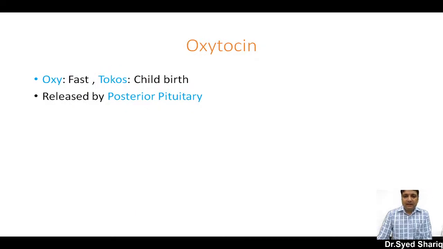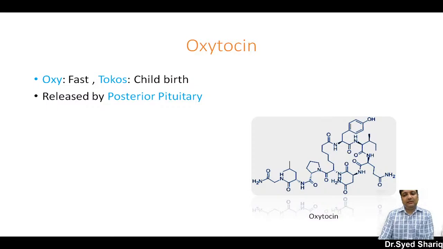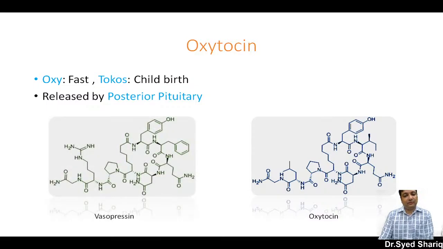So we'll first take oxytocin. Oxy means fast and tocos means childbirth. So it is basically a hormone which helps hasten childbirth. It is released from the posterior pituitary. The other hormone released from the posterior pituitary is vasopressin. You can see here that both compounds are quite similar, apart from this small NH group, and this is the main difference between them.